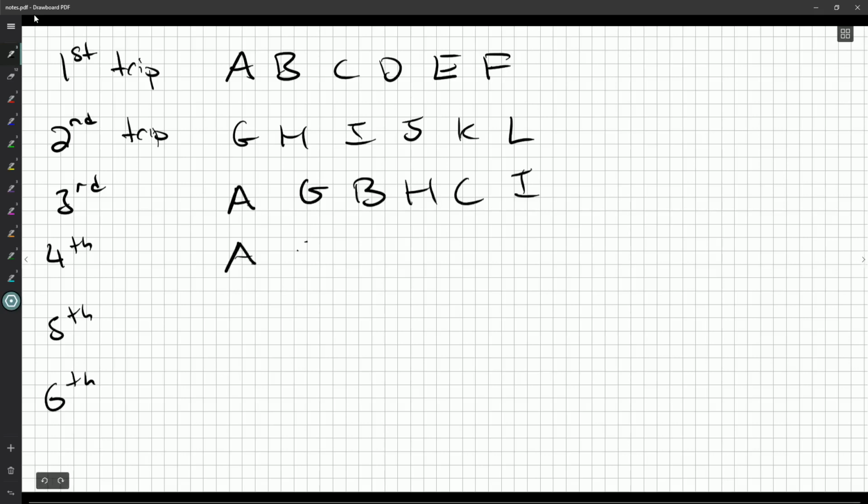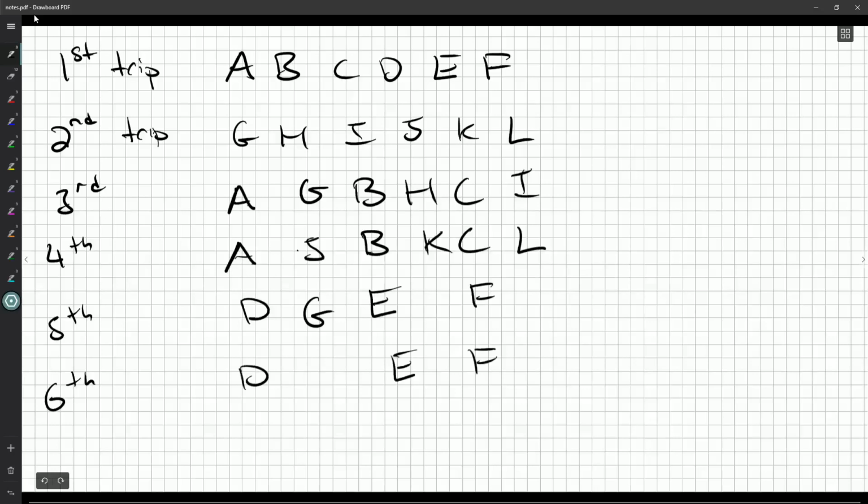So I need A to be with G, J, K, and L. And we could do D, E, F the same way. J, this looks like 6 trips, but what have we actually got going on here?